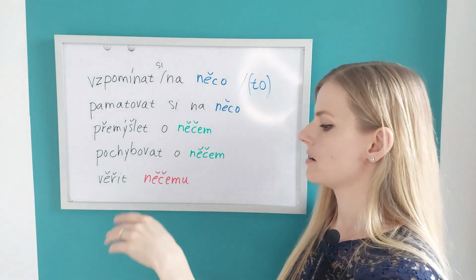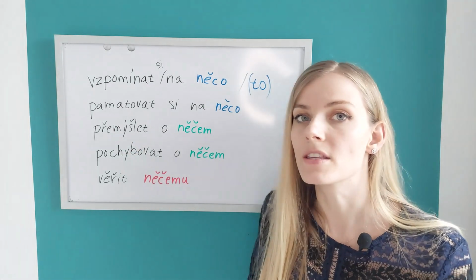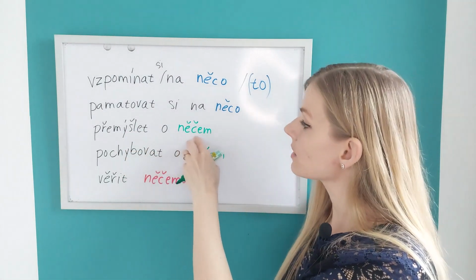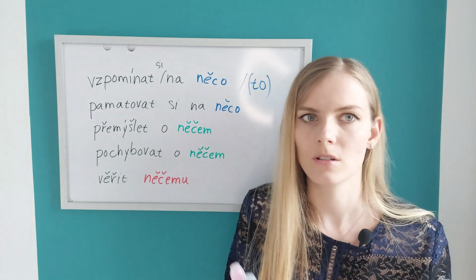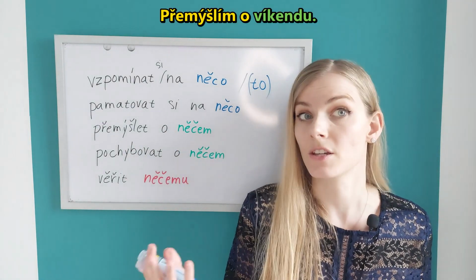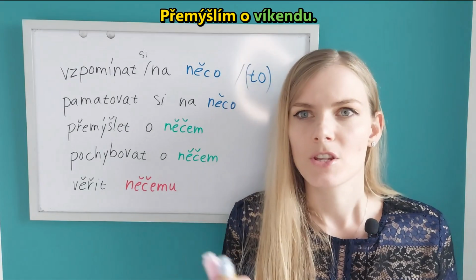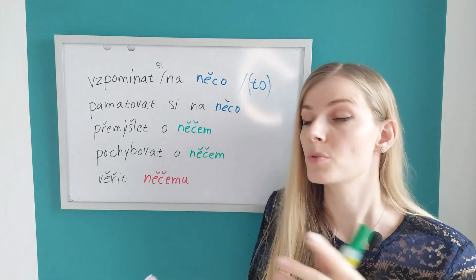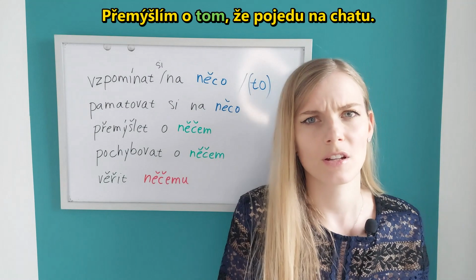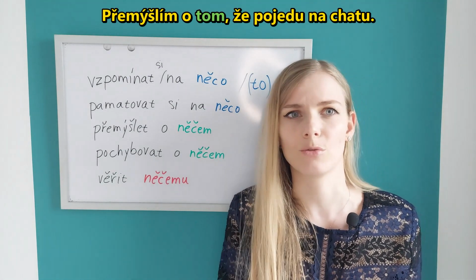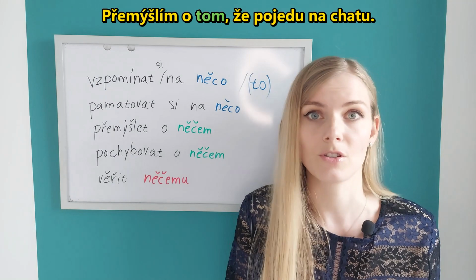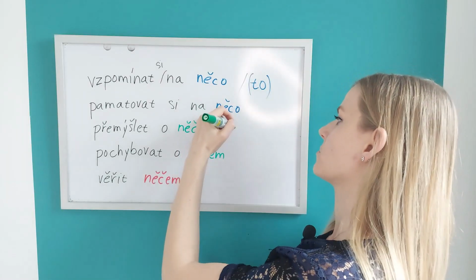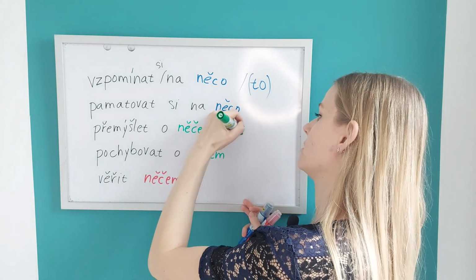Here is another typical verb. Přemýšlet o něčem. To think about something. Again, you can say you're thinking of something and express this by one single word. You could say přemýšlím o víkendu. I'm thinking about the weekend. Přemýšlet is to think, analyze, to think more deeply. Or you could express this with another clause. Přemýšlím o tom, že pojedu na chatu. I'm thinking of going to the cottage. Literally, I'm thinking that I will go to the cottage.